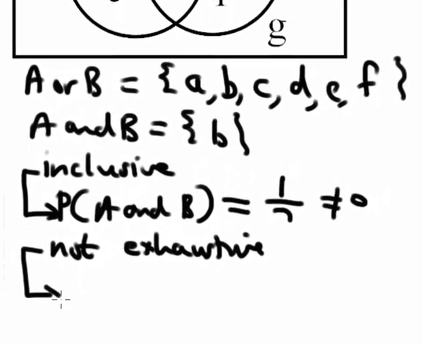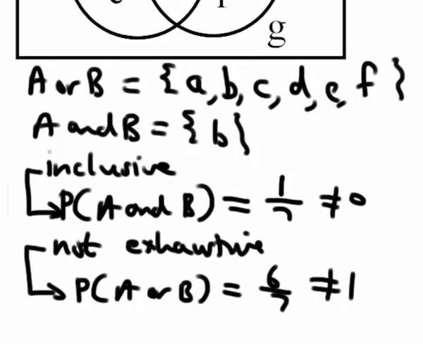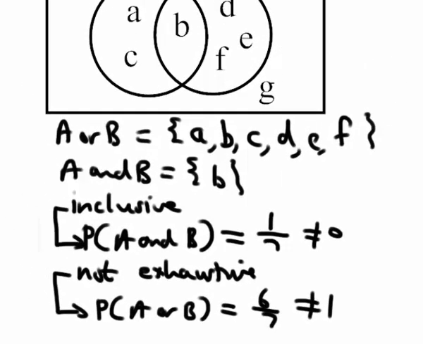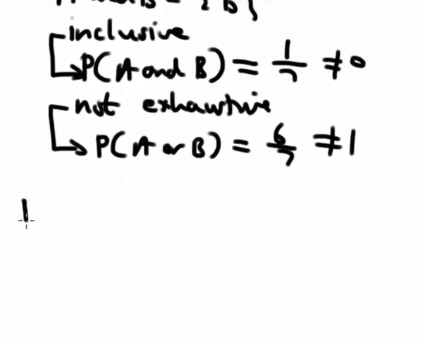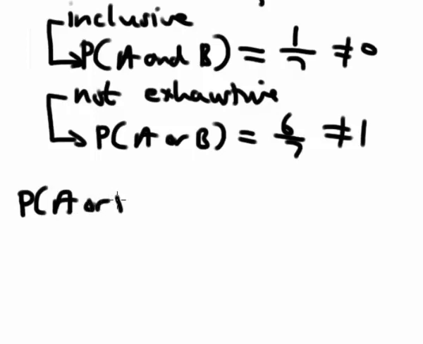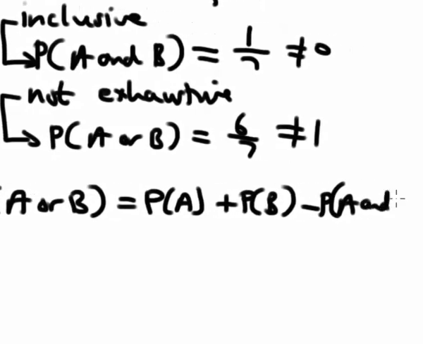Not exhaustive, because the probability of A or B is going to be 6 out of 7, which does not equal 1. 1, 2, 3, 4, 5, 6 out of the 7. So these are the key features there. So remember, when you take the probability rule, the probability of A or B is equal to the probability of A plus the probability of B minus the probability of A and B.